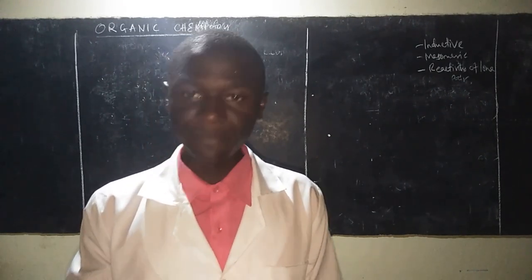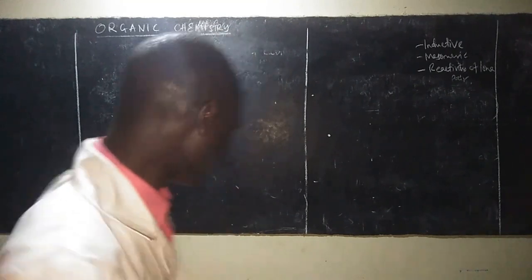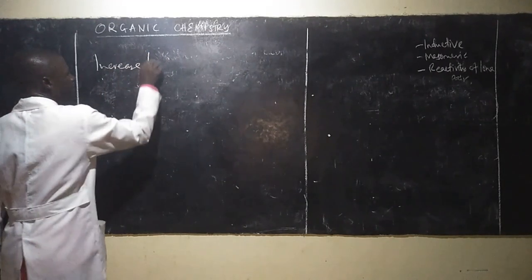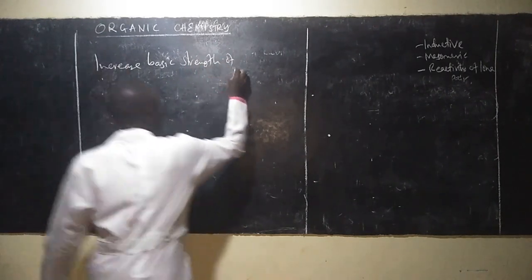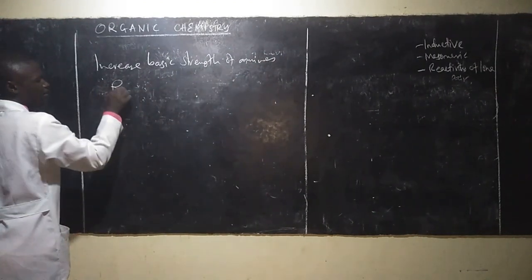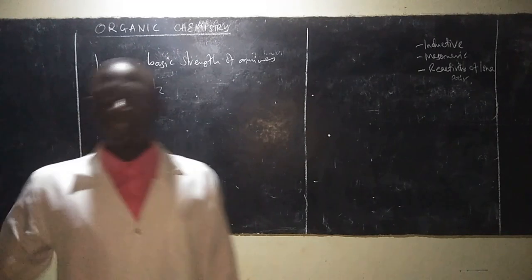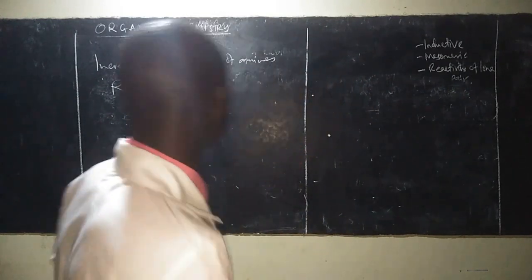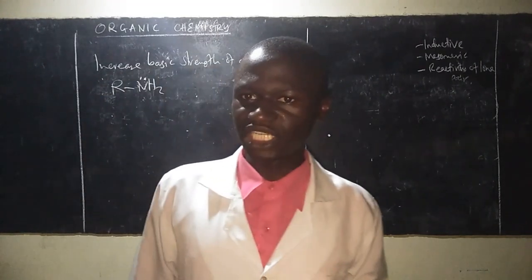Na niende kwenye effect ya pili. Now the second effect, tunasema positive inductive effect increases basic strength of amines. Now the amines are written as R, N, H2, and this nitrogen has one lone pair. The basicity or basic strength of an amine depends on its ability to release this lone pair.